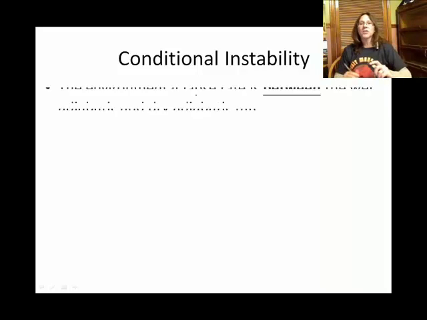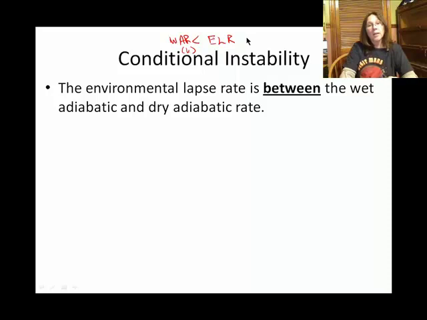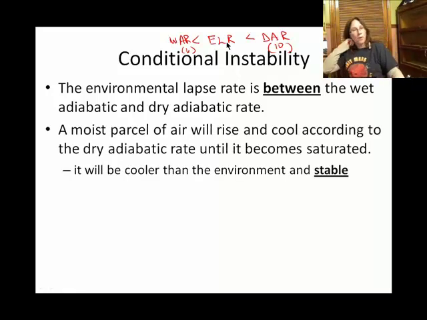So the last situation is we have something called conditional instability. And what you're going to see is that the environmental lapse rate is between the wet adiabatic rate of 6 degrees Celsius, I'll go ahead and put a 6 in there, and the dry adiabatic lapse rate of 10. Okay, 10 degrees and 6 degrees. So that kind of gives you a range for the environmental lapse rate, and we'll get conditional instability. And I'll kind of show you why that is.